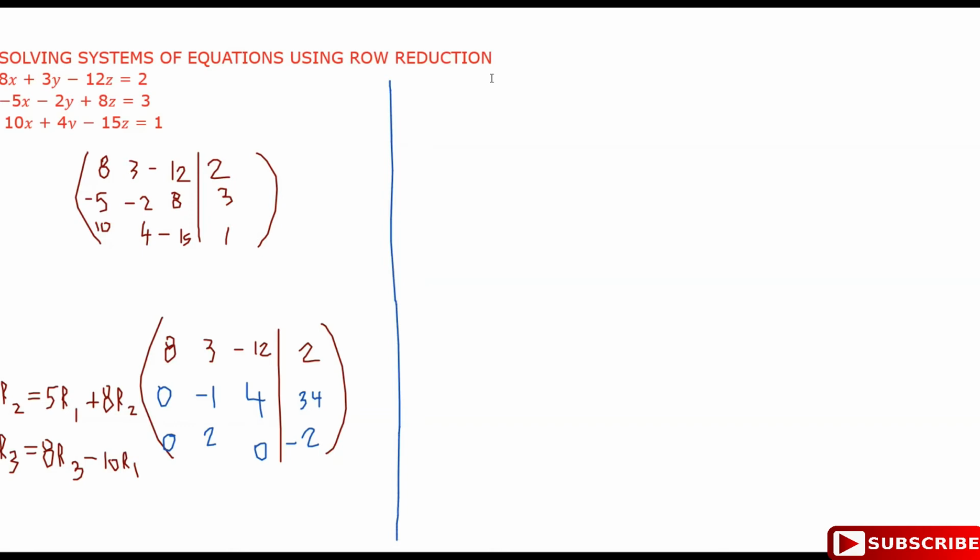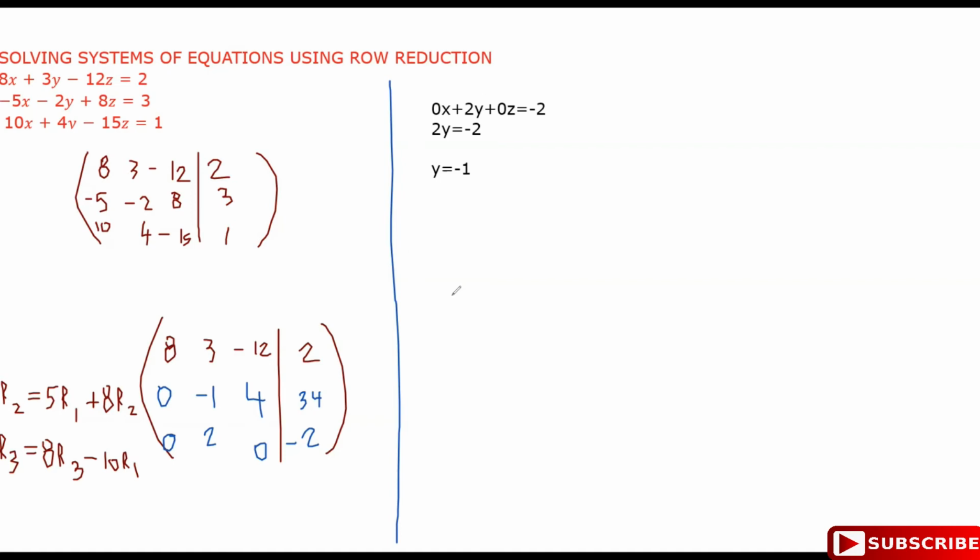What this is telling us is that 0x plus 2y plus 0z is equal to -2. So what that is really saying is 2y is equal to -2, and so y is equal to -1. This is what that tells us, y is -1. And if y is -1, look at the second part now.